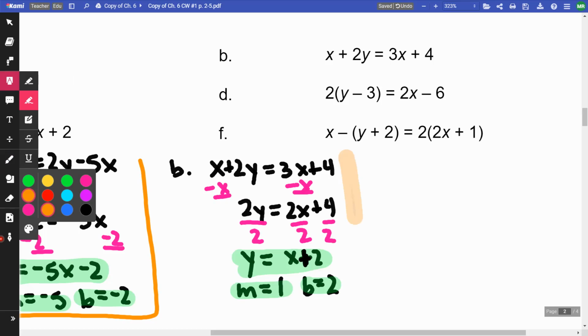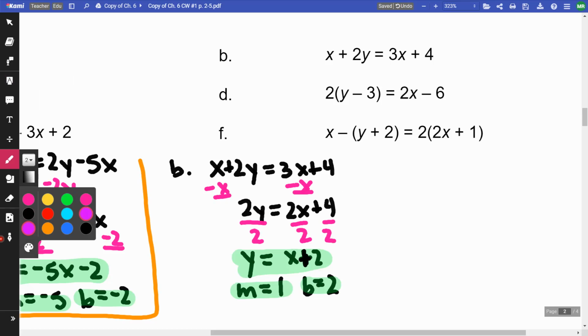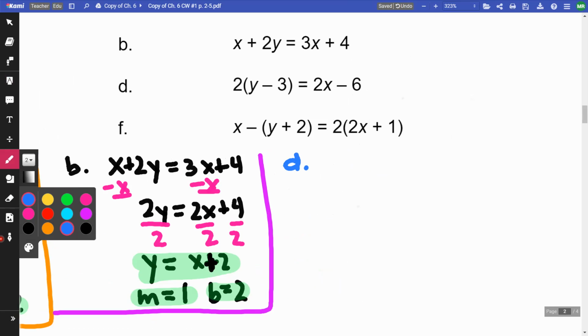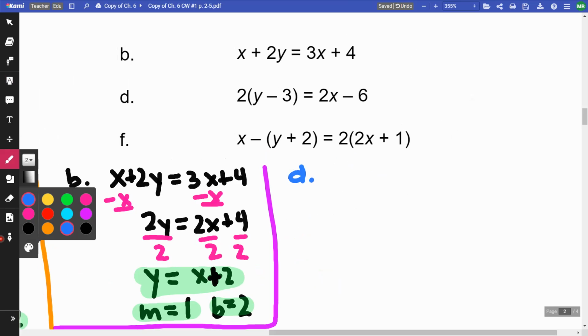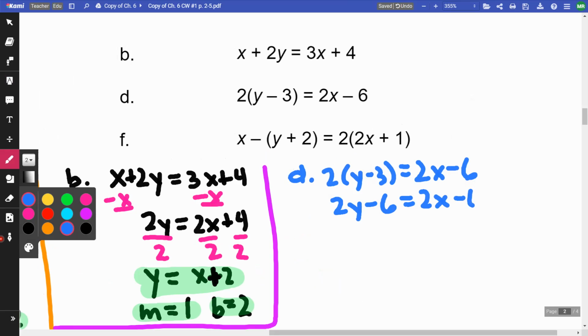Okay, so now let's try D. So for D, I am going to have 2 times y minus 3 equals 2x minus 6. I'm going to distribute. So I'm going to get 2y minus 6 equals 2x minus 6.